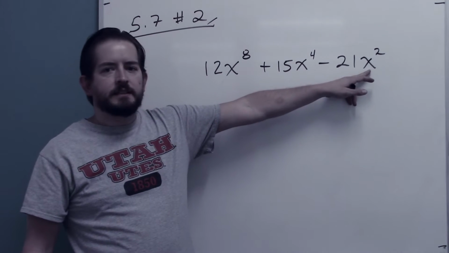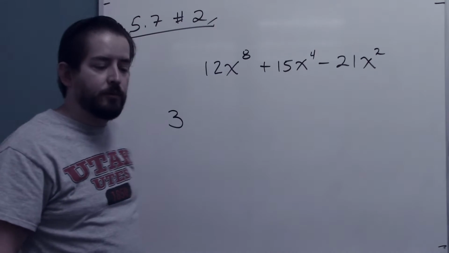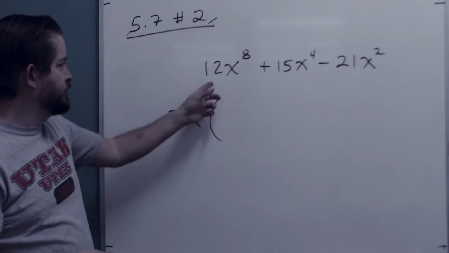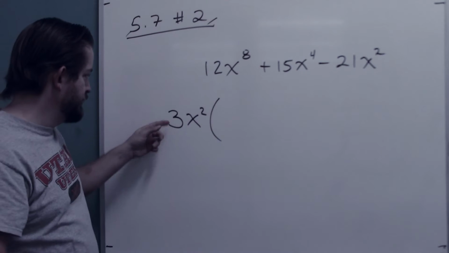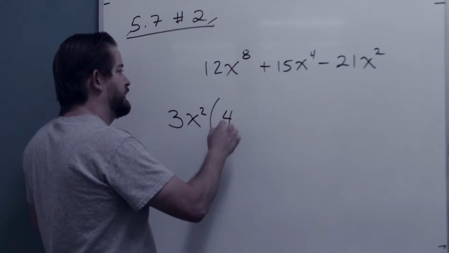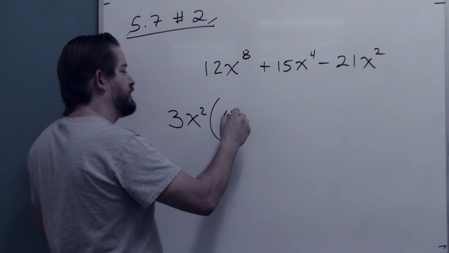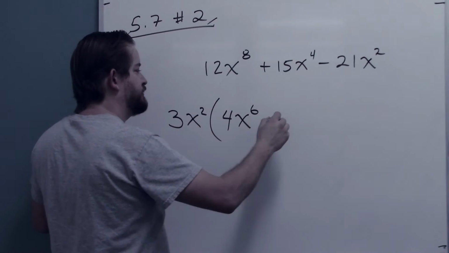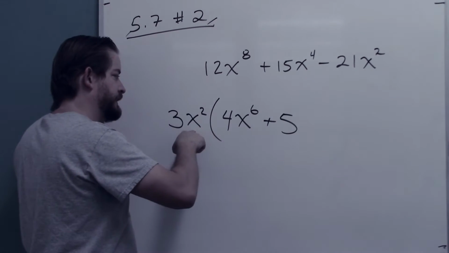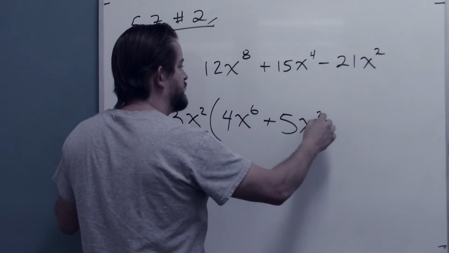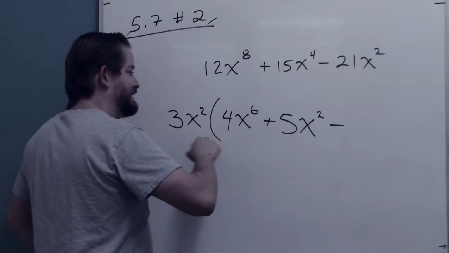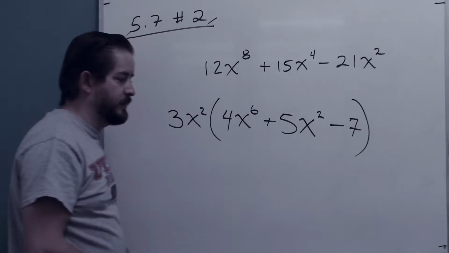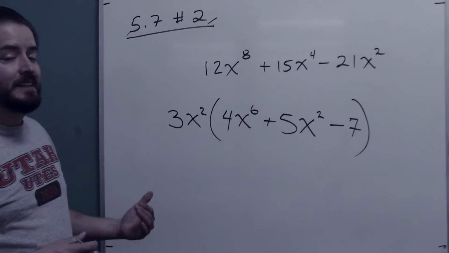The biggest power of x that I can pull out is x squared. So my greatest common factor is 3x squared. And then it's just a division. 12x to the 8th divided by 3x squared: 12 divided by 3 is 4, and x to the 8th divided by x squared is x to the 6. Plus 15 divided by 3 is 5, and x to the 4th over x squared leaves x squared. Minus 21 divided by 3 is 7, and the x squared gets divided out, so it's gone. That's what I'm left with, so that's the entire factorization.